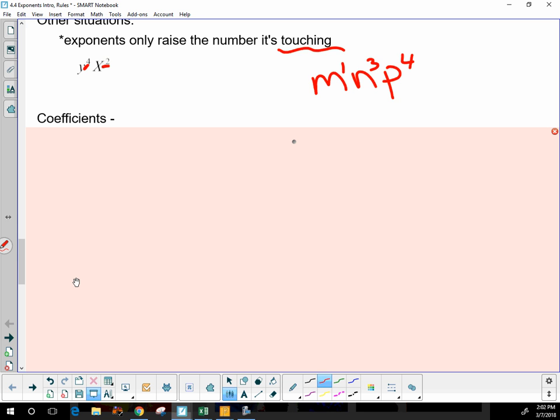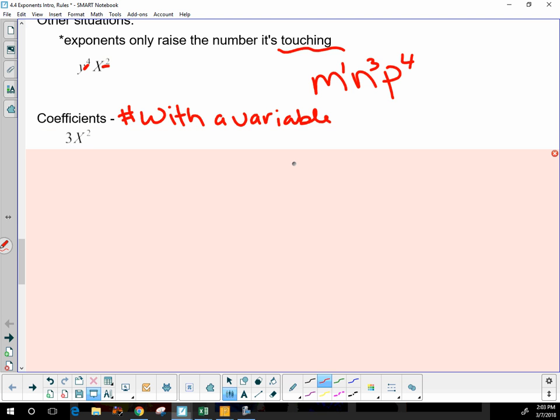You might have coefficients, and you need to remember what a coefficient is from our unit on equations. That is the number that's usually multiplying a variable. So don't forget what a coefficient is. You see this? The coefficient is 3. What is your base? It's only x.